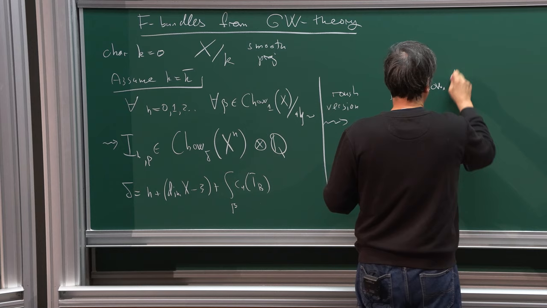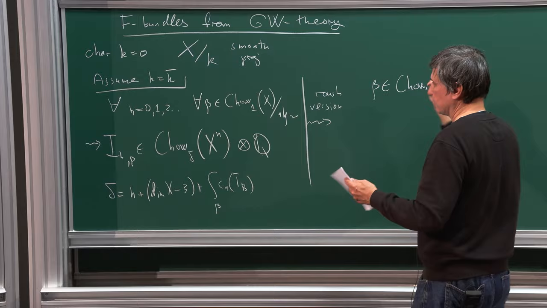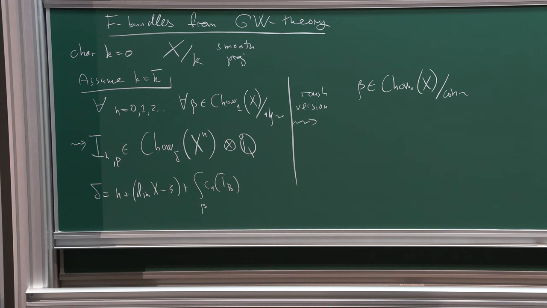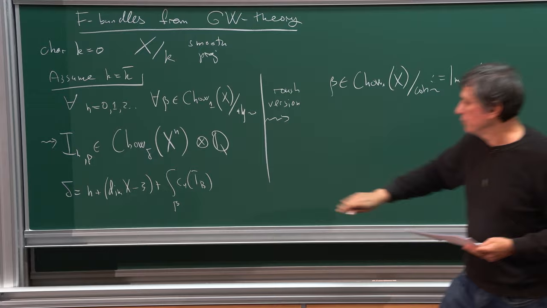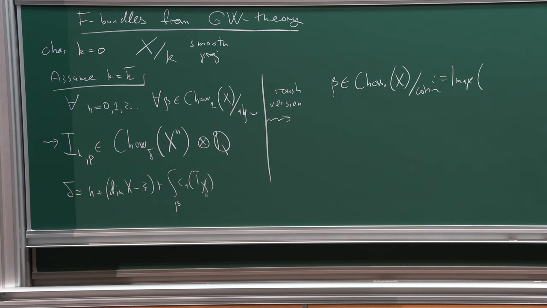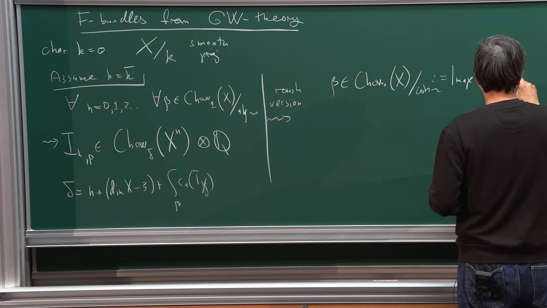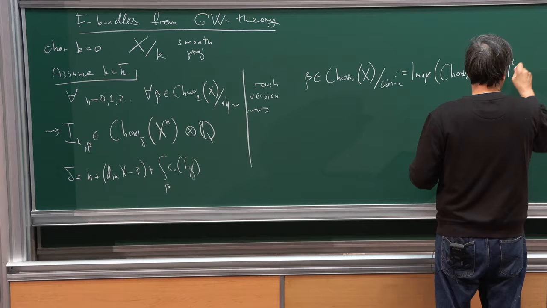But now modulo cohomological equivalence. Algebraic equivalence means two cycles belong to a connected family parameterized by a curve. But cohomological equivalence is just the image. So you take C1 of the tangent bundle, Tx, sorry, letters mix up in my head. It's the image of the Chow group to, say, the cohomology. Just for definiteness, it doesn't matter which one.